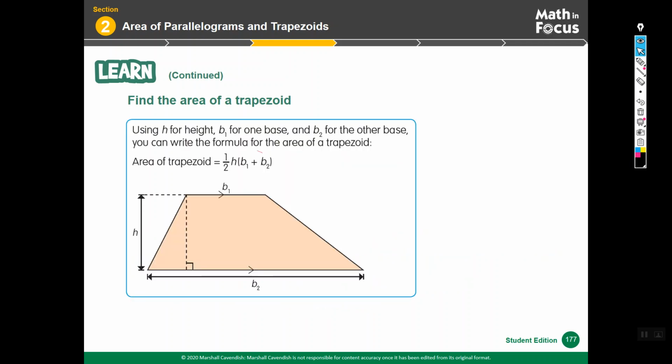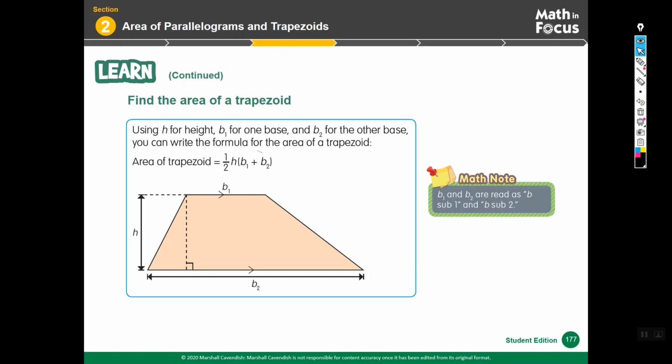So this is actually what your formula looks like. 1/2 multiplied by the height, and then you see inside the parentheses we have base 1 and base 2. You can see that right here, right? Base 1 right here, base 2 right here. Now, does it matter which one we call base 1? Probably not, because we're adding them together and we can switch those. So that probably doesn't matter. Don't be overly concerned about which one you put as base 1 and base 2.